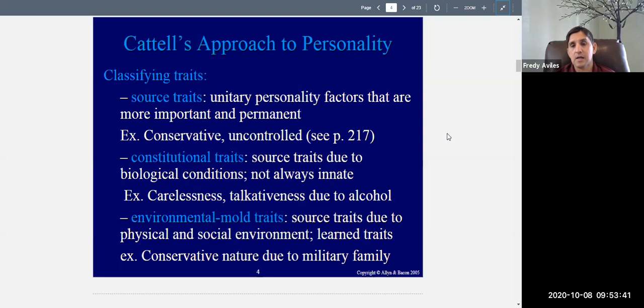Or let's say you're grouchy and irritable because you're tired. You weren't born tired, it's not innate. So he called those constitutional traits. And then there are environmental-mold traits.